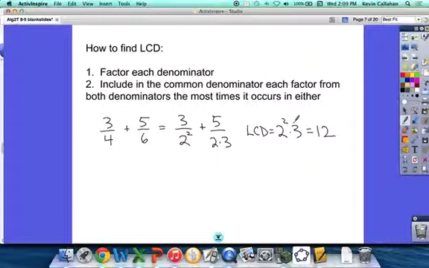I mean, we usually know our multiplication tables well enough for something like this that we just say it because we know the multiplication tables. But when we do it with rational expressions, we really do have to go through that process.